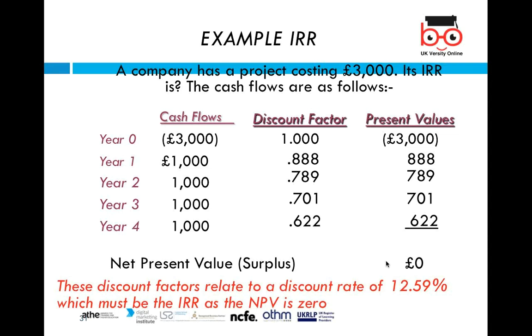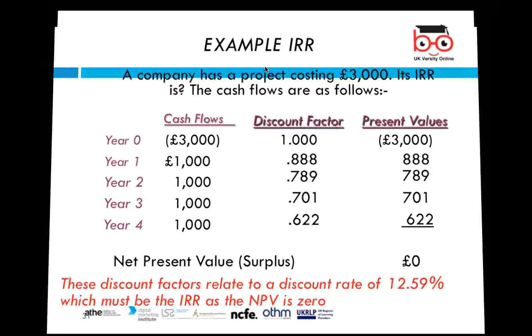So the discount factors relate to a discount rate of 12.59%, which must be the IRR as the NPV is 0. So to identify the IRR of any project, we need to see where the NPV is equal to 0, then that rate is effective. We will see rates above the 0 and below the 0, so different kinds of rates are occurring, and where the net present value equals 0, we will take that particular rate of interest as our IRR. So that's the example of the IRR.